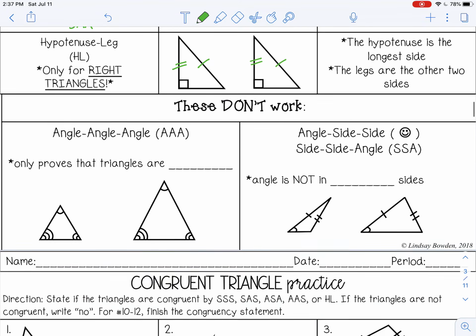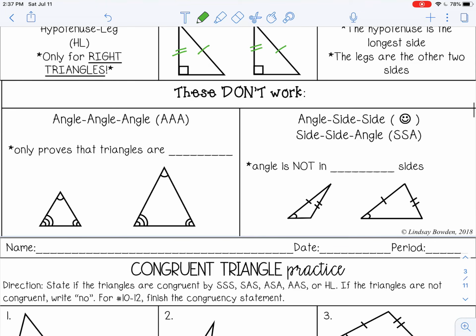Okay, let's look at some that do not work. So these do not work. They are not enough to prove that triangles are congruent. The first one is angle, angle, angle. So if you only know the angles are congruent for both triangles, that is not enough to prove they are congruent. It only proves that the triangles are similar, which means they are the same shape. They'll look the same, but they could be different sizes. And you can see from this example, these look the same, but they are different sizes, so they are not congruent.